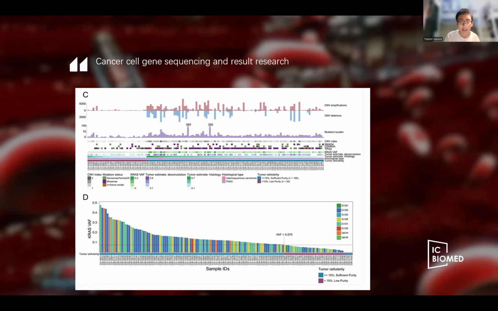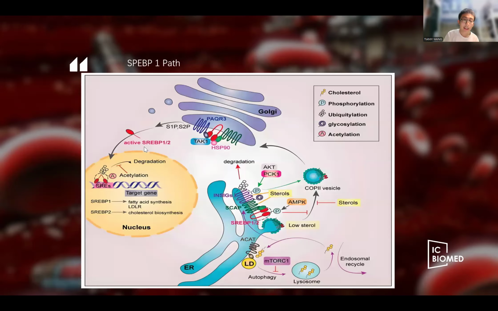KRAS is a key gene which can produce a kind of protein modulating the proliferation and growth of cells in the human body. When the mutation happens, cancer occurs. That's simple, right? And the next reason is the SREBP1 pathway. Sorry, I got the wrong name there.